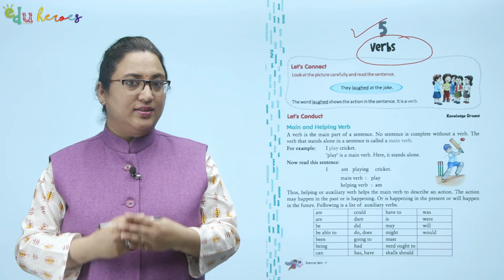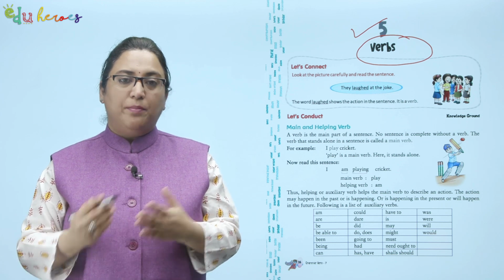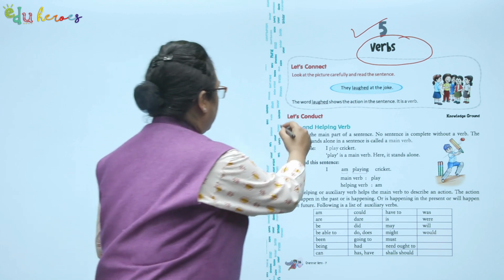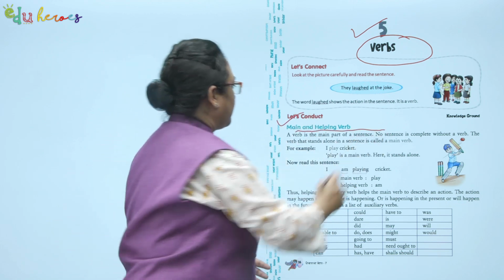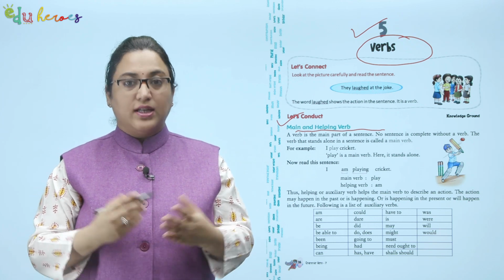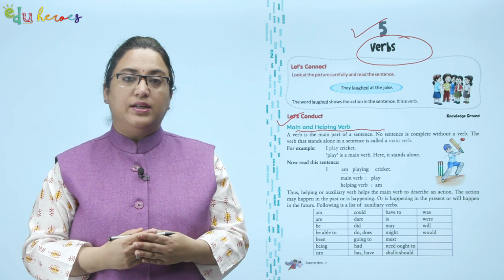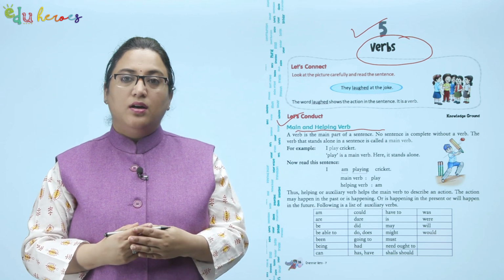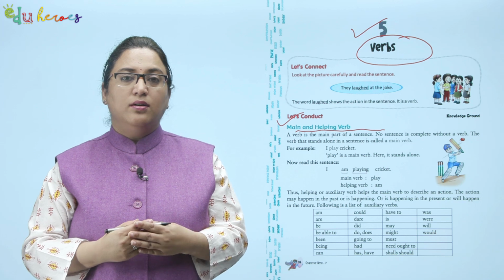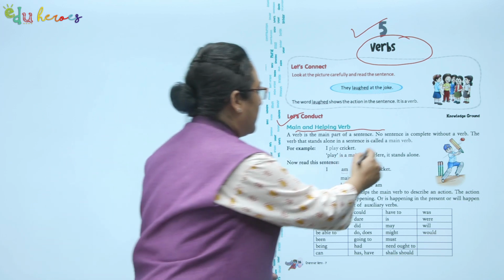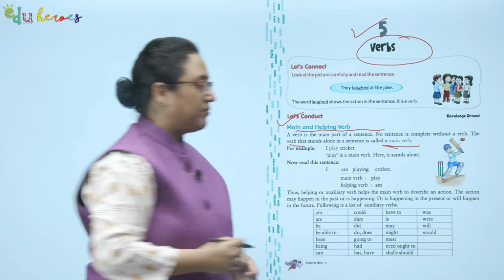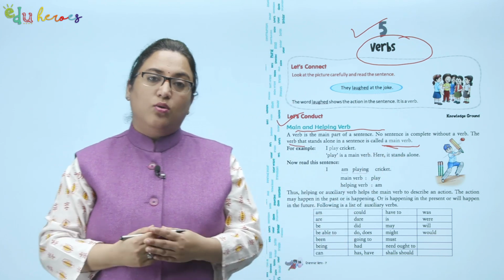Let's start with the understanding of main and helping verb and what is the difference between them. A verb is the main part of a sentence. No sentence is complete without a verb. The verb that stands alone in a sentence is called a main verb. So it can stand alone, which means it can remain separate, and it still holds a meaning.